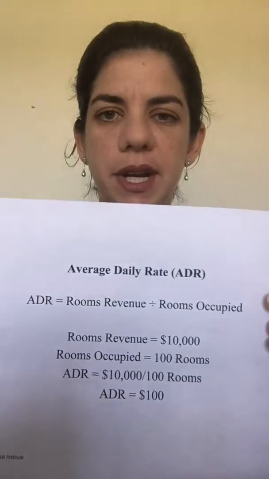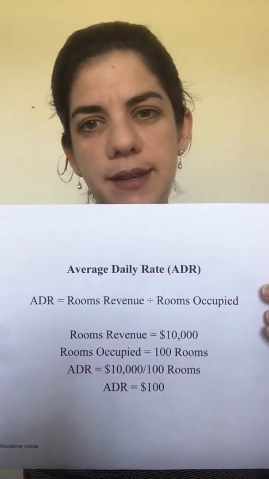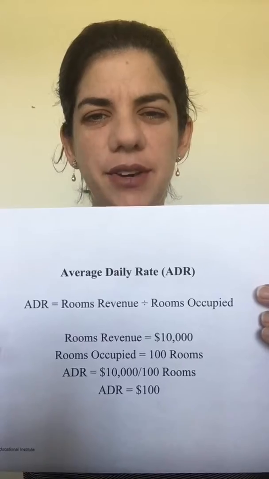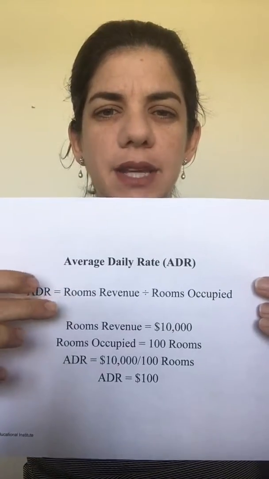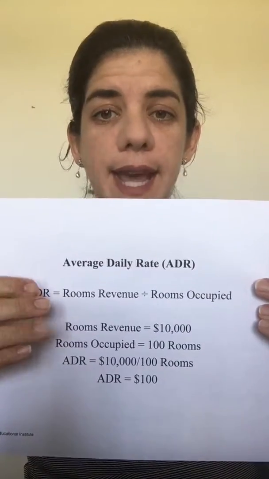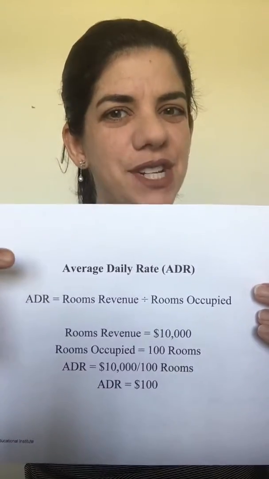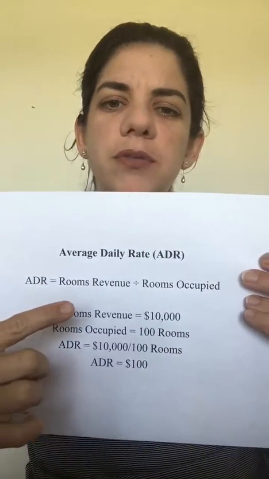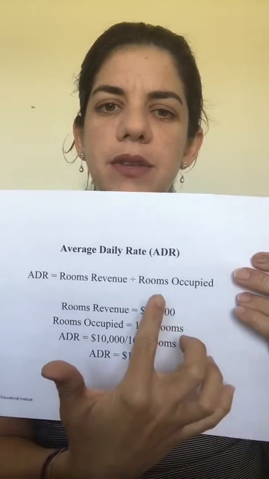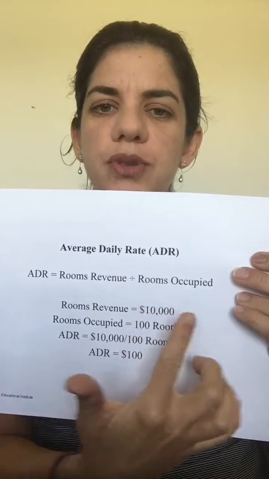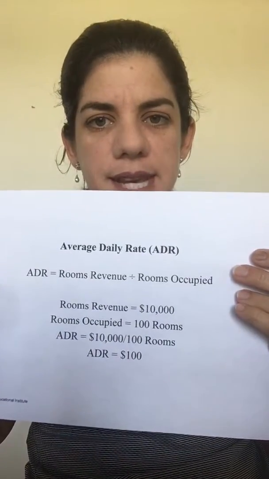The first one that we're going to cover is the average daily rate. Average daily rate is calculated by taking the room's revenue for that day, as the name implies, right? Average daily rate. The room's revenue for that day divided by the rooms occupied for that specific date.